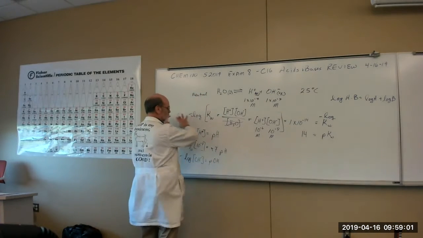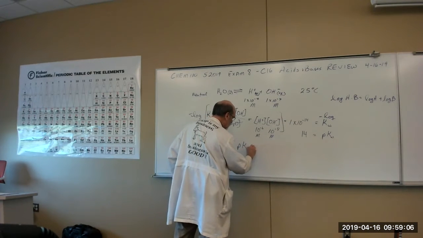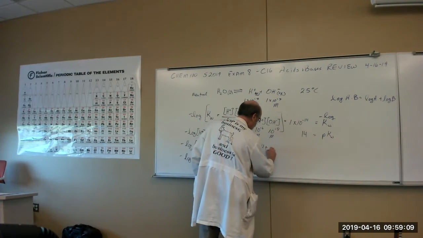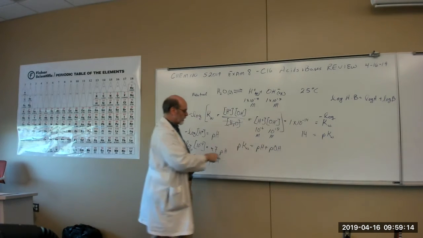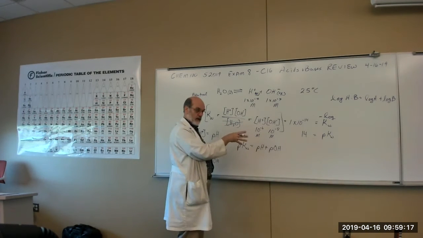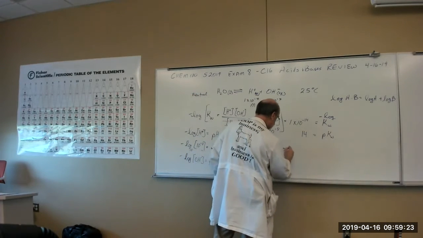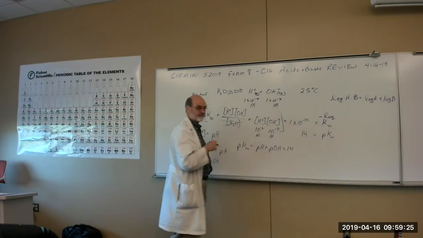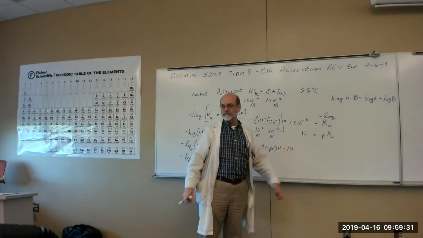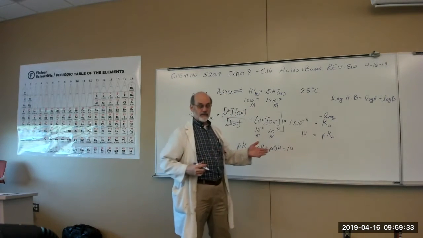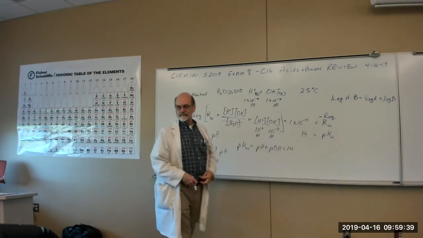So if we do the same thing for this expression, it becomes pKw equals pH plus pOH. And we know that Kw is a constant, so pKw has to be a constant too. That expression is always equal to 14. So if you know the pH, you can find the pOH, just subtract it from 14. That's a lot easier to manipulate than going through these powers of 10 and doing all that stuff.